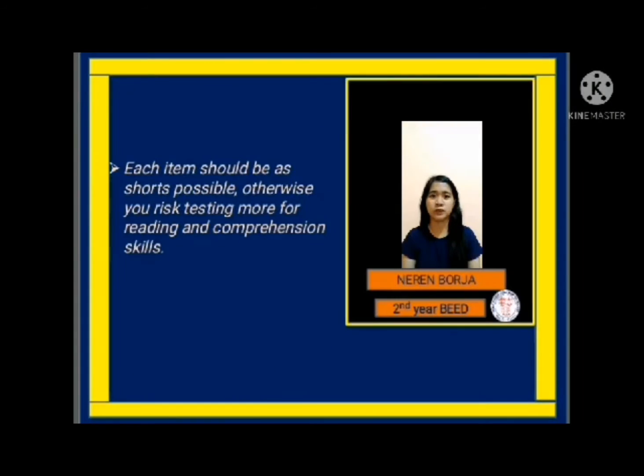Each item should be as short as possible, otherwise you risk testing more for reading and comprehension skills. So we must be precise in every question on each item because sometimes the students are lazy to read long questions.